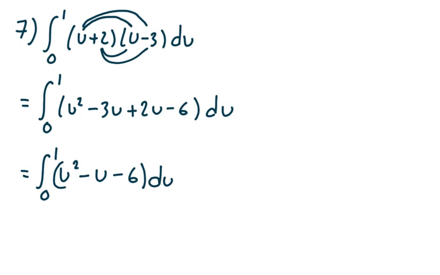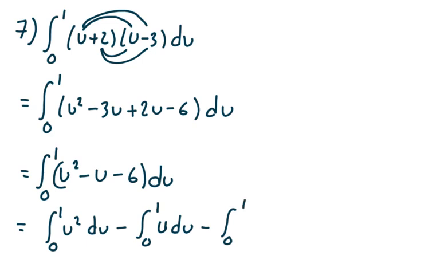Okay? Now, break this up. This is the integral from 0 to 1 of u squared du minus the integral from 0 to 1 of u du minus the integral from 0 to 1 of 6 du. If you break it up, it'll be easier to manage.